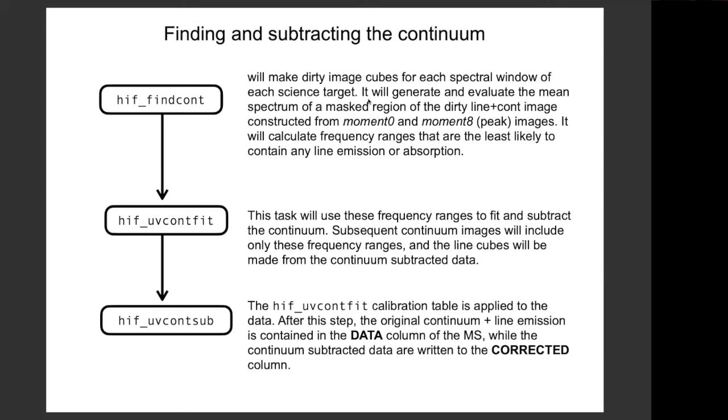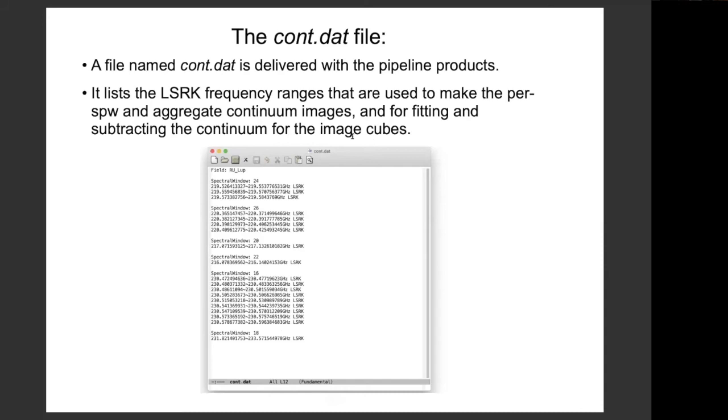and then finally UV cont sub will apply the calibration table created by UV cont fit, and it will create a new column in the data that is called corrected, and in the corrected column, it will have all the continuum subtracted data, and the continuum plus line emission will be left in the data column. So then, after having run these three tasks, we will have a new column in our measurement sets with the continuum subtracted data.